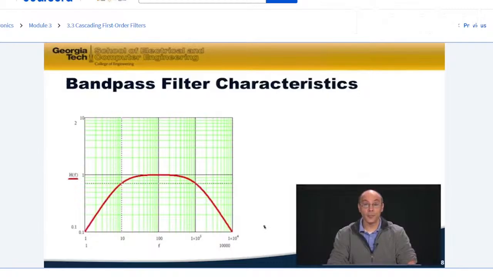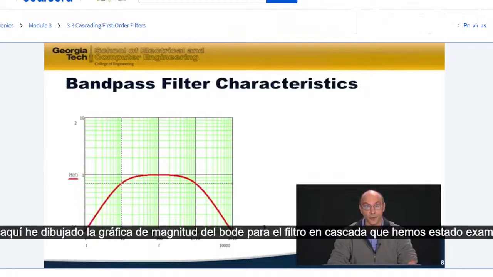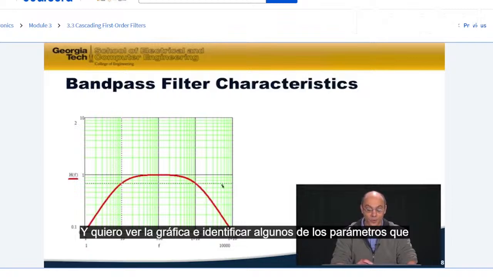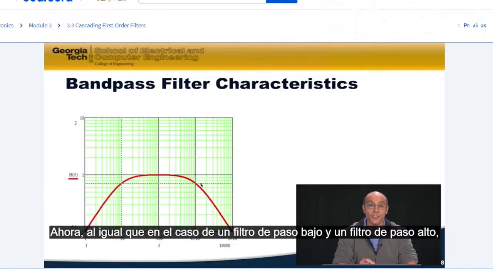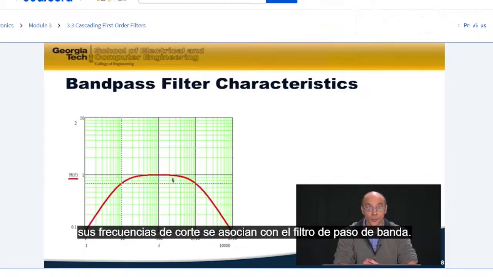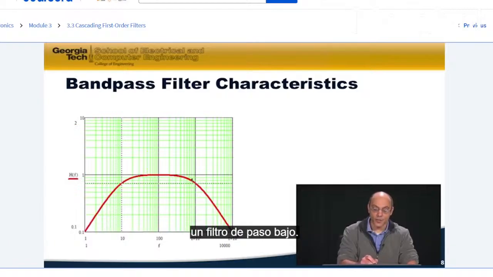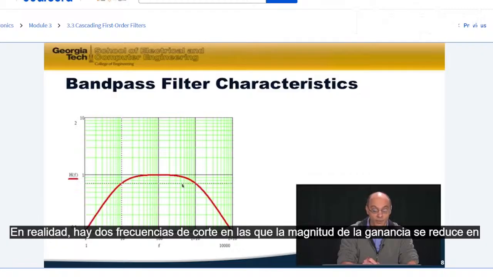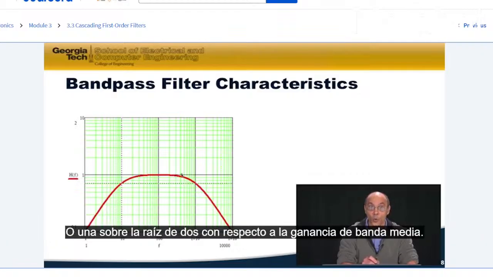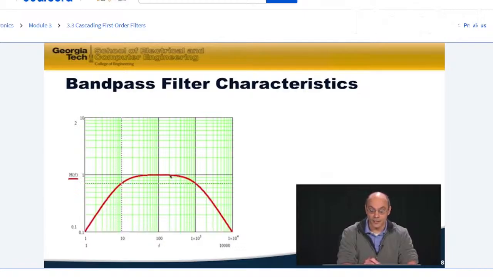So here I've drawn the Bode magnitude plot for the cascaded filter we've been examining, and I want to look at the plot and identify some of the parameters that determine the characteristics of a bandpass filter. Now, just like for a low-pass filter and a high-pass filter, there are cutoff frequencies associated with the bandpass filter. But because the bandpass filter consists of a combination of a high-pass filter and a low-pass filter, there are actually 2 cutoff frequencies where the magnitude of the gain is down by a factor of 0.707, or 1 over root 2 from the midband gain.